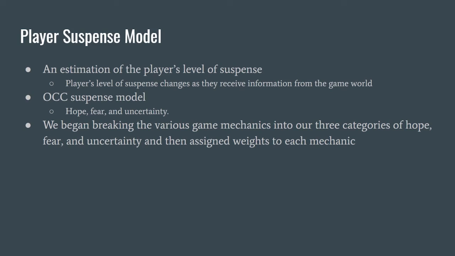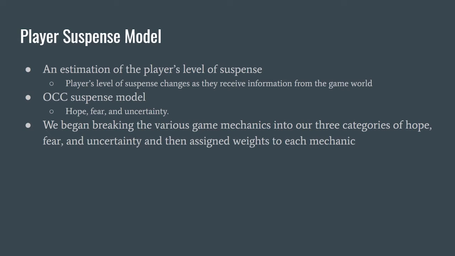So first we had to design our own model for suspense based upon our research. Our model is an estimation of the player's level of suspense that changes as the player receives information in the game world. The level of suspense for the player can be quantified based on the OCC model of hope, fear, and uncertainty described previously. We began by breaking the various game mechanics into our three categories of hope, fear, and uncertainty, and then assigning weights to each of them.